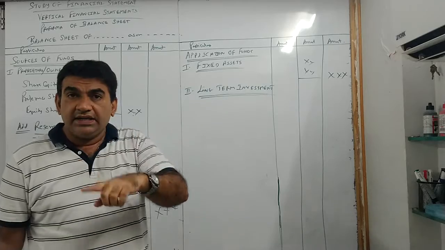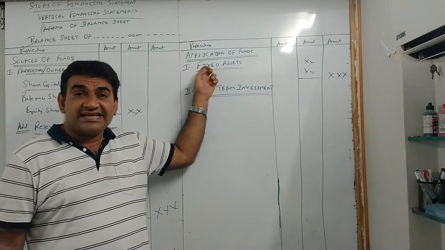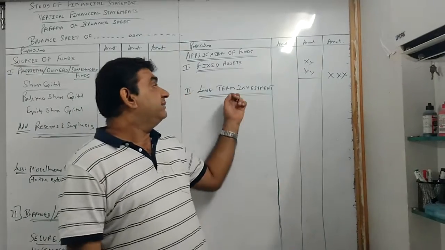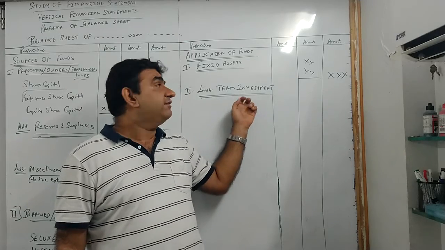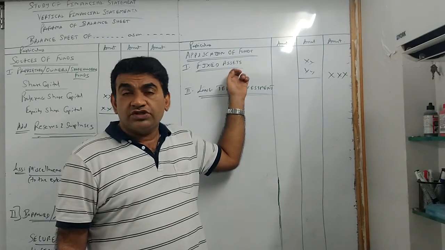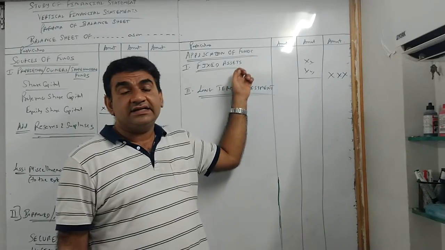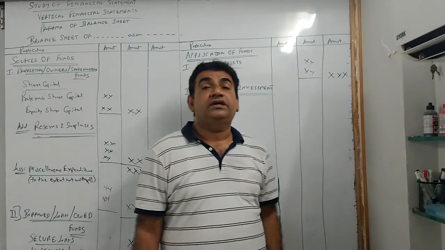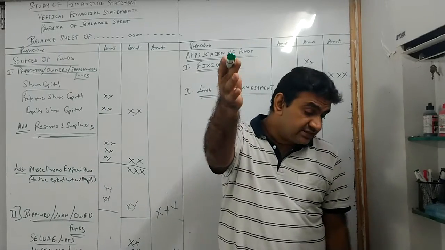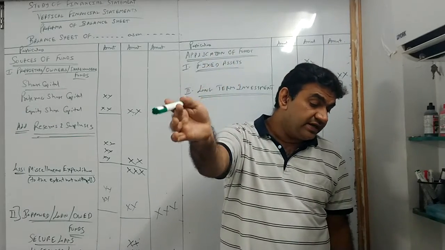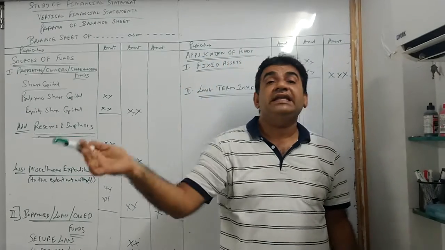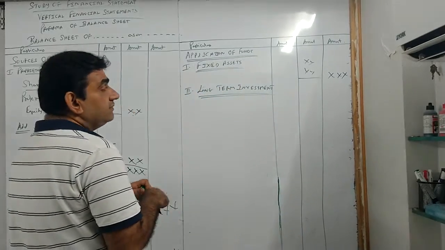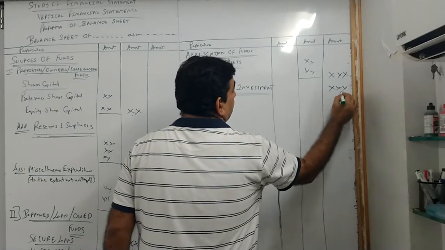But if I buy a property to be given on rent, then it becomes a long-term investment. If I use it for my own business, it is a fixed asset; if I buy it to give on rent, it is a long-term investment. Examples are given there: investment in shares, debentures, properties, bonds, fixed deposits, any other long-term investment. Even government security is long-term. So all the items will come in the second column and the total of that in the third column.